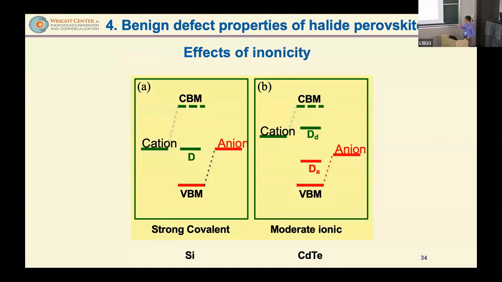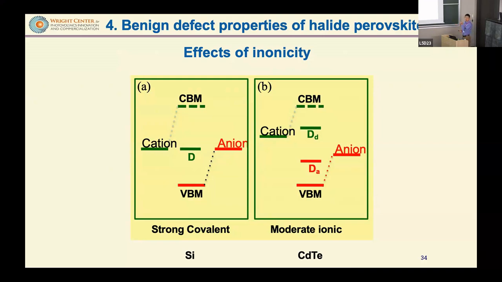Say for silicon. Silicon is a very strong covalent semiconductor. So we have silicon atoms coming together, right? You have the atomic orbitals of silicon. When many of them come together, you will form the conduction band and the valence band, right? So they split, they are pushed up and down, and this is occupied and unoccupied.